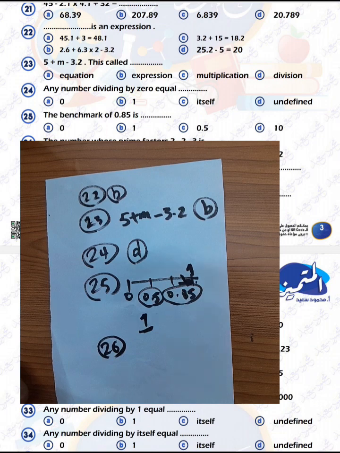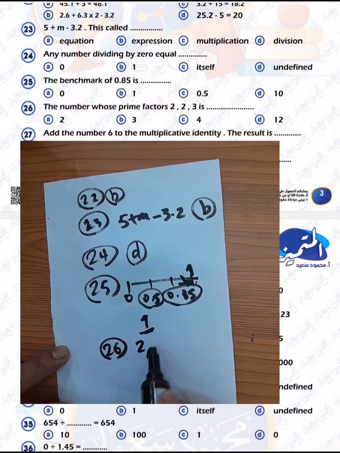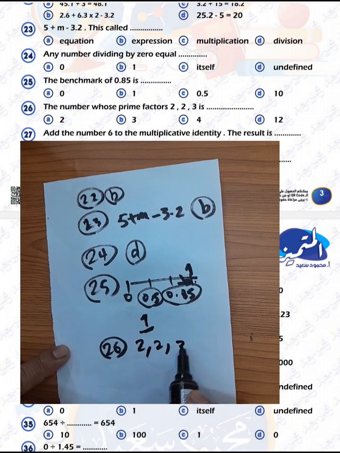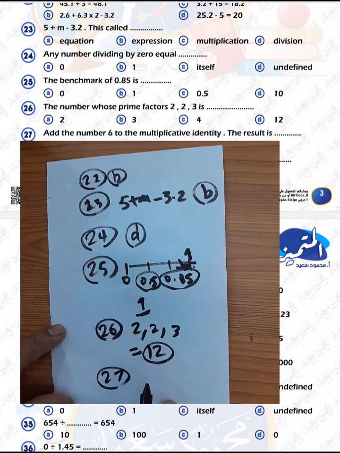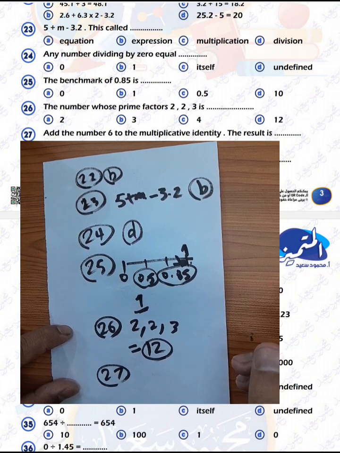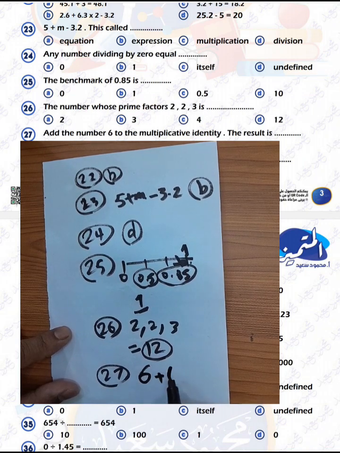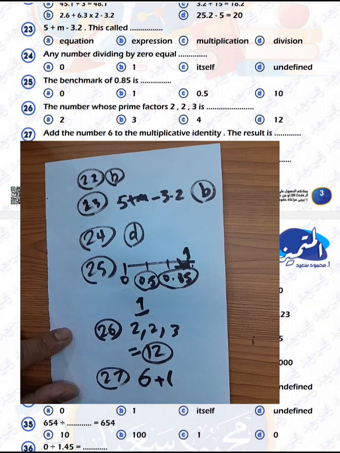Question 26. The number whose factors are 2, 2, 3: 2 times 2 is 4, 4 times 3 equals 12. Question 27. Add the number 6 to the multiplicative identity. The result will be what? The multiplicative identity, what will it be? The multiplicative identity in this example will be 1 over 6.